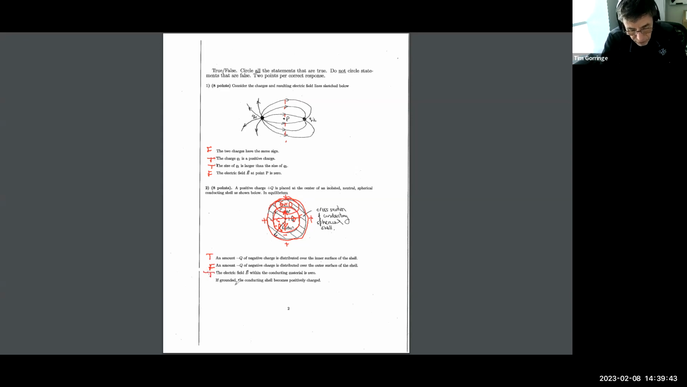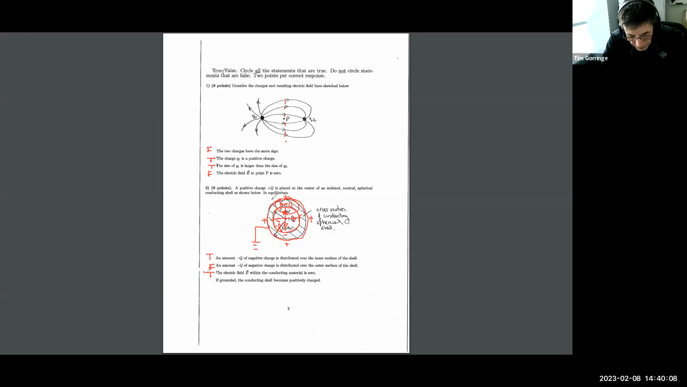And then finally, we're told that if we ground the cavity, that is, attach the conducting spherical shell to ground with a wire, then the conducting spherical shell becomes positively charged. Let's imagine doing that. Here's a wire, and I've attached it to ground. What will happen if I do that?